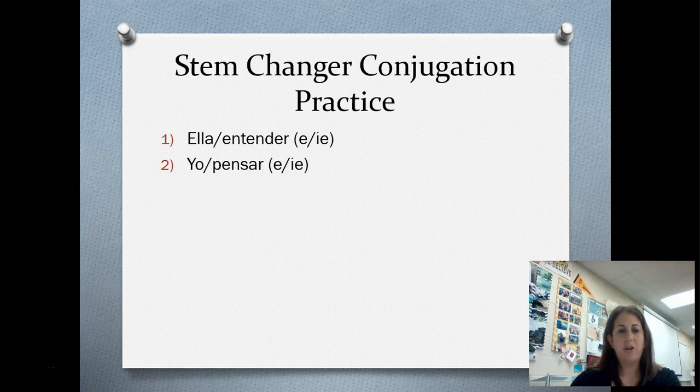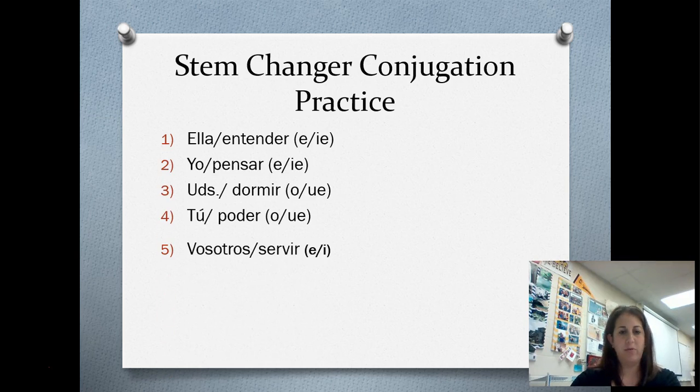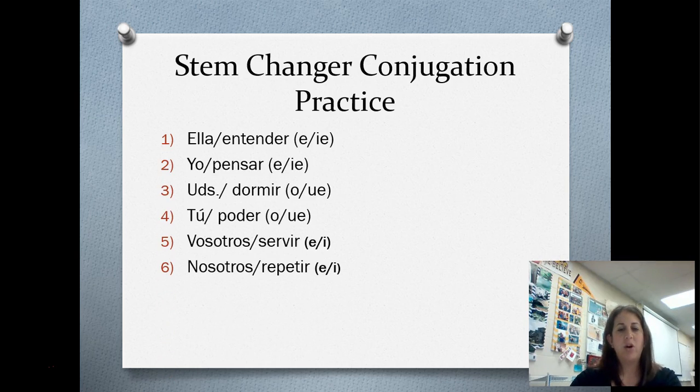So here's an opportunity for you to practice. I think we've got another 6. So in this case, I was really nice and I went ahead and gave you what type of stem changer those verbs are. But again, it is my expectation that you are working on memorizing the list of common stem changing verbs. So go ahead and hit pause, conjugate those verbs, and we'll check your answers here shortly.